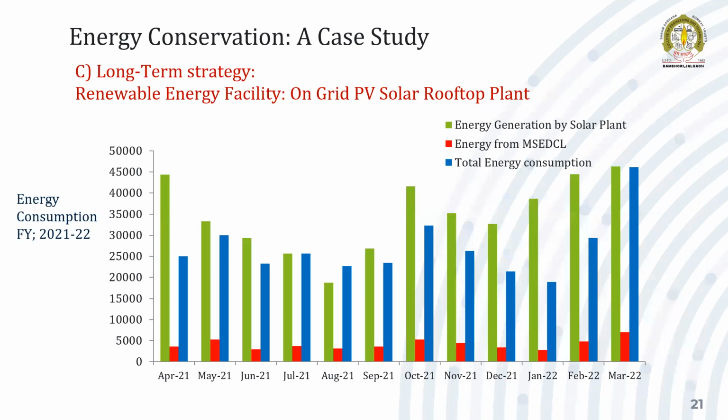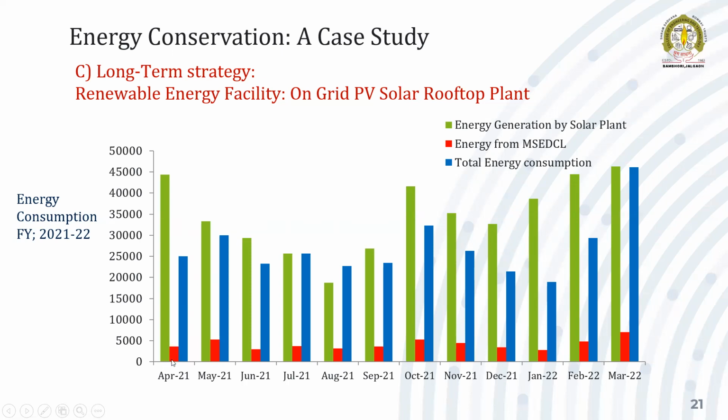Now, long term. In the long term, the college has installed in total a 295 kilowatt solar plant. So this is the year 21-22 energy consumption. The green color is the energy generation by our own solar plant, energy from MSDCL means the grid, and this is the total energy consumption. In 21-22, this is our energy generation from the rooftop solar plant, this is the energy purchased from the MSDCL or grid, and this is our total consumption.